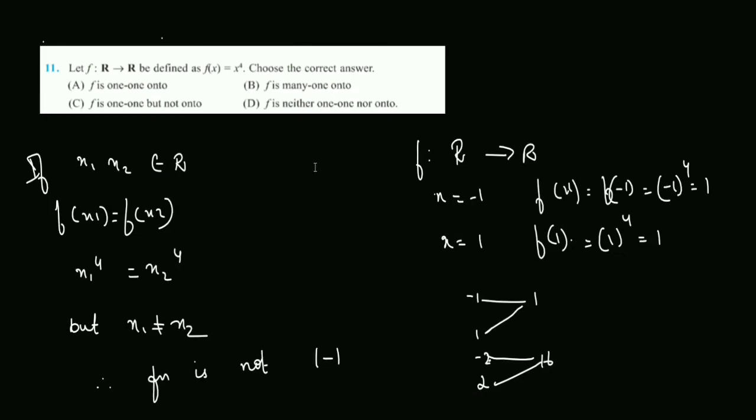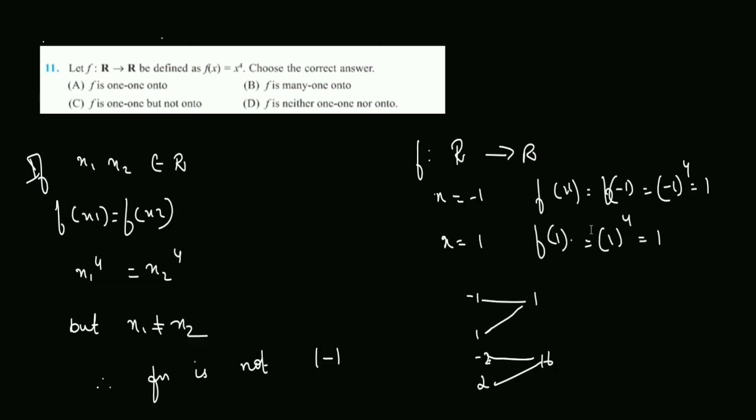f is from R to R, defined as f of x is equal to x power 4. Choose the correct answer. So f is a function from R to R and f of x is x power 4. If we give x as minus 1, minus 1 power 4 is 1. If I give x as 1, 1 power 4 is also equal to 1. So different elements have the same image.